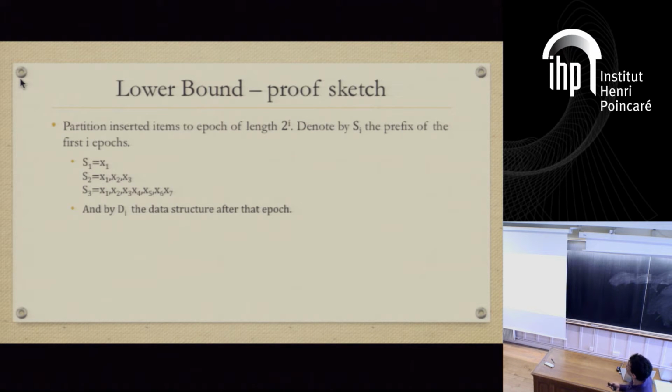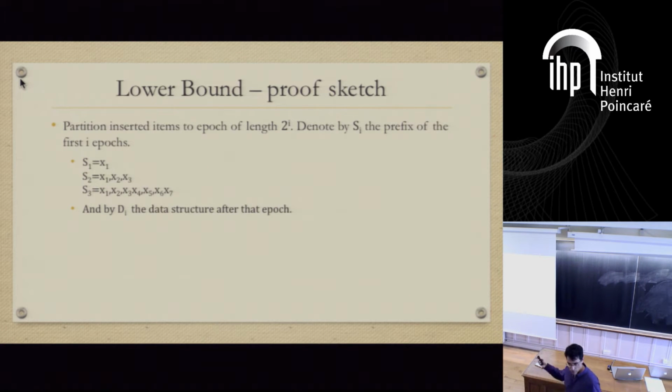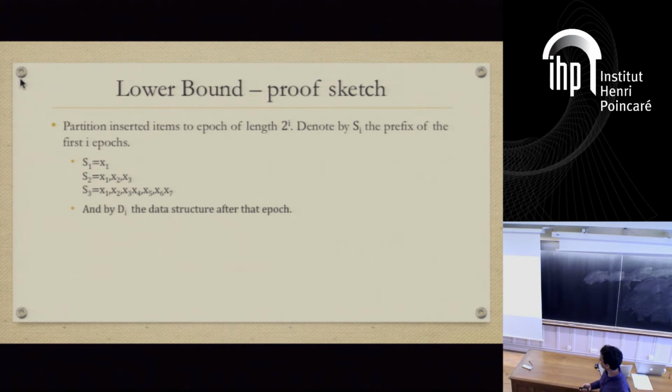So what we do is we partition the items into epochs of length 2 to the i. So the first epoch is 1, the second epoch is 2, then 4, and so on. And we denote by S_i the prefix of the first i epochs. Okay, so S_i is not the ith epoch, it's the prefix of the first i epochs. And D_i would be the data structure after each epoch.